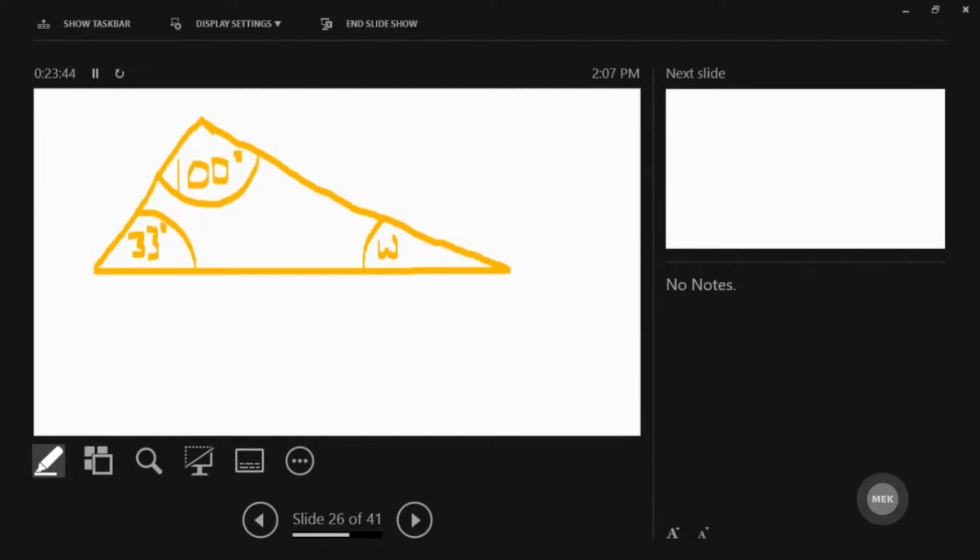All right, so we have that out of the way. We know what kind of triangle it is. How are we going to find W? How are we going to find W?